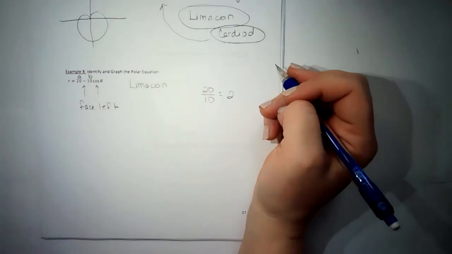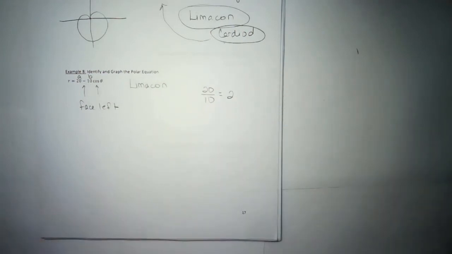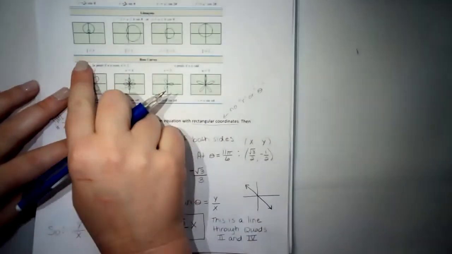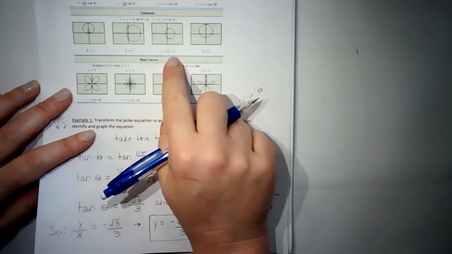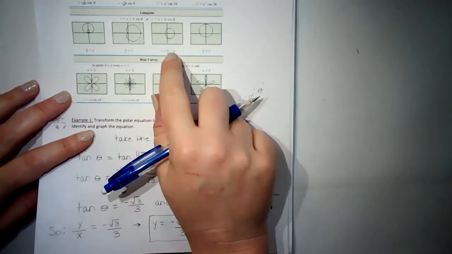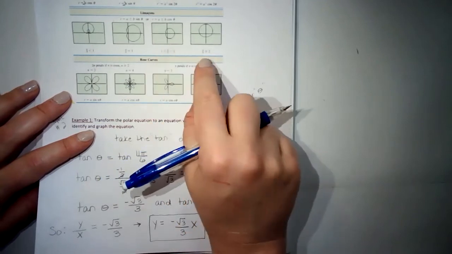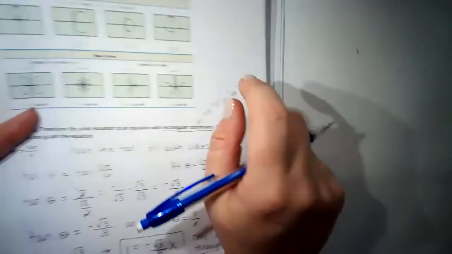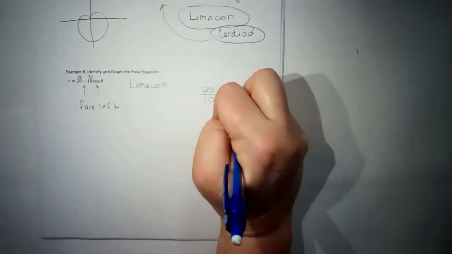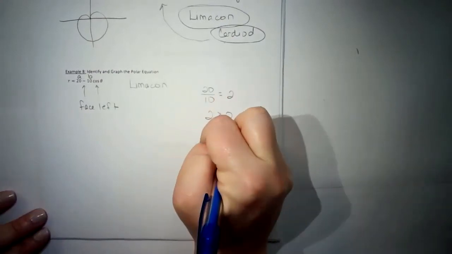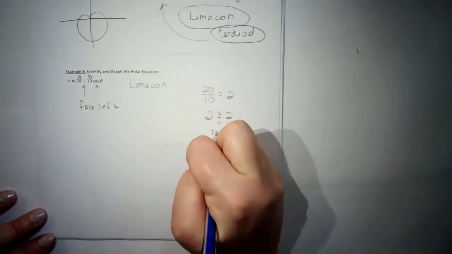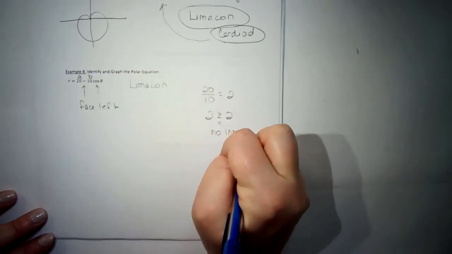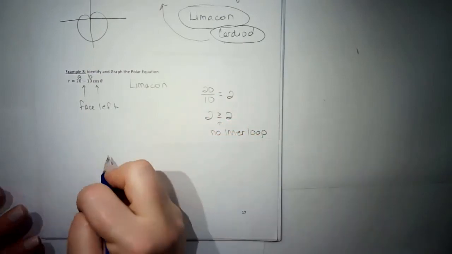Okay. So now what we're going to do is go back and look at our little chart here. What do we do with a 2? Well, if it's less than 2, we have a dimpled cardioid. If it's equal or greater than 2, we just have no inner loop. And because this 2 is equal to 2, we have no inner loop.